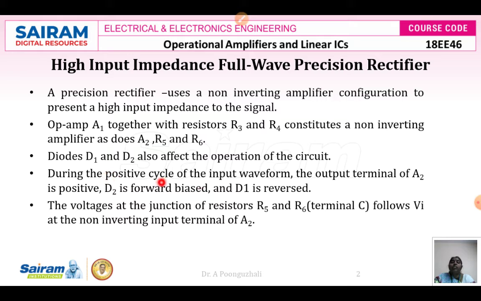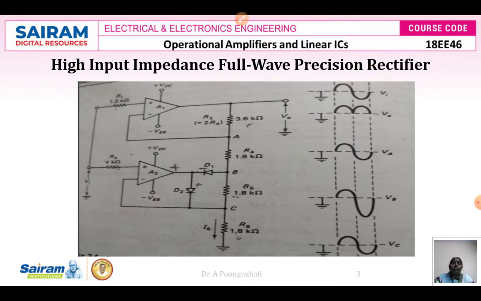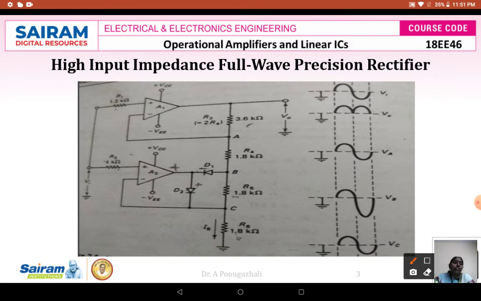So here, during the positive cycle of the input waveform, the output terminal of A2 is going to be positive. When the output terminal of A2 is positive, my diode D2 is going to be forward biased and D1 is going to be reverse biased. As a result, the voltage at the junction of R5 and R6, that is at terminal C, is going to follow the input voltage at the non-inverting input terminal of A2. So here we can see that this is your high input impedance full wave precision rectifier.